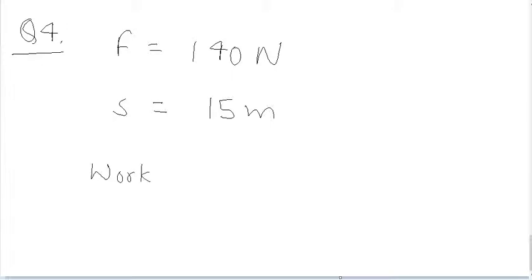Now take question 4 from the exercise. In this question, force exerted is given as 140 Newton and the displacement is given as 15 meter. So here work done is 140 Newton into 15 meter, which is equal to 2100 joule.